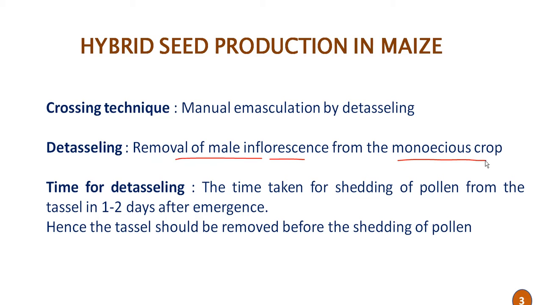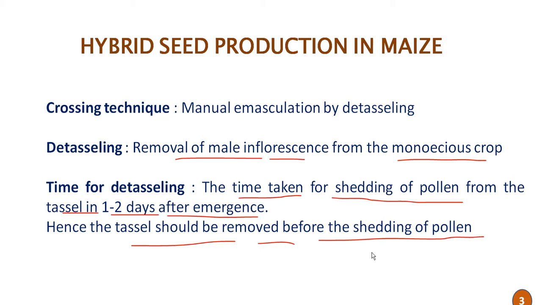from the monoecious crop. Then time of detasseling: the time taken for shedding of pollen from the tassel is 1 to 2 days after emergence. Hence, the tassel should be removed before the shedding of pollen. So this is the actual time, that is 1-2 days before the shedding of the pollen, it must be removed. So by this manual emasculation and detasseling, the seed production is done in maize.